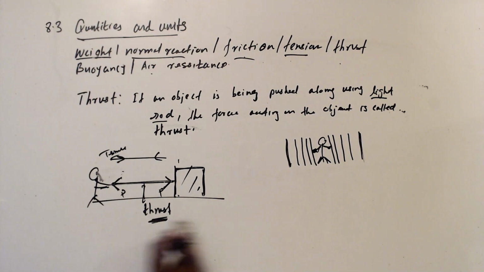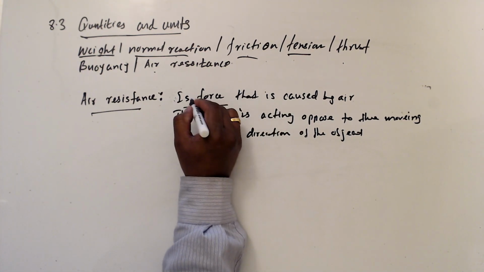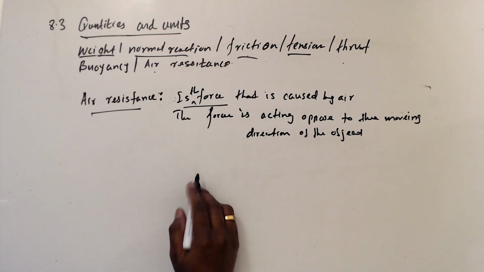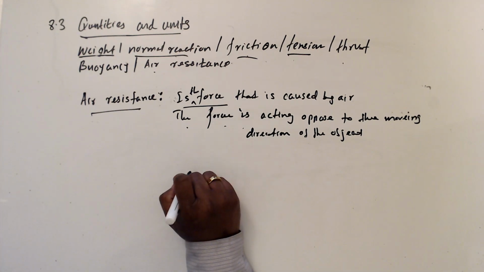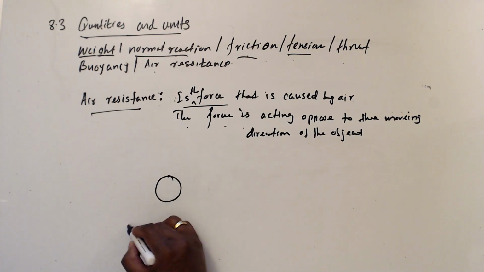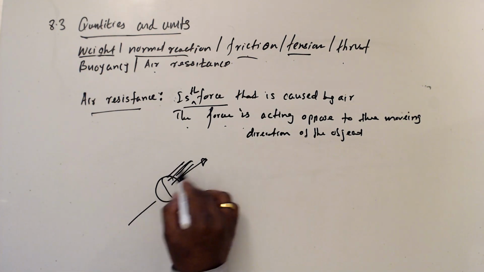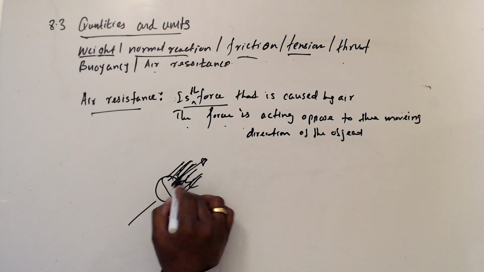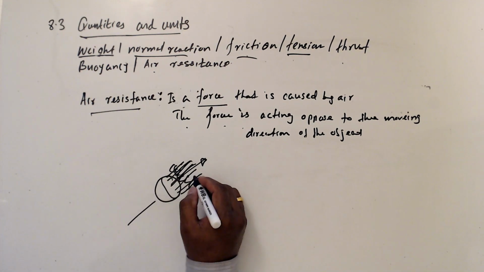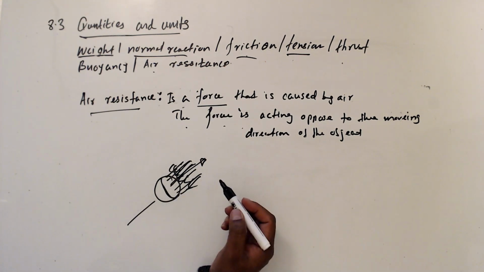Next we'll discuss air resistance. Air resistance is the force that is caused by air. The force is acting opposed to the moving direction. If we throw a ball in this direction or the opposite direction, the air resistance occurs. The air resistance will slow down the motion of the object.